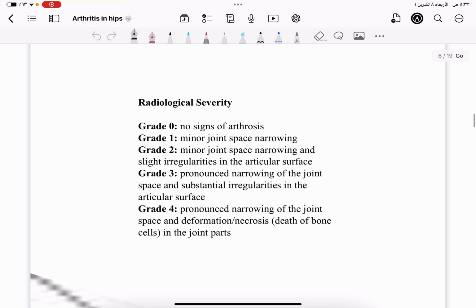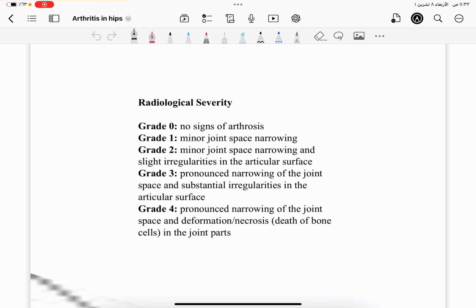Radiological severity gets classified. Zero is no sign of arthrosis. Then you get minor narrowing of the joint space. Then as the joint space gets narrower, the joint becomes irregular. Then beside the pronounced narrowing, there's irregularity of the joints at the extreme. And they call the hip symmetrical.